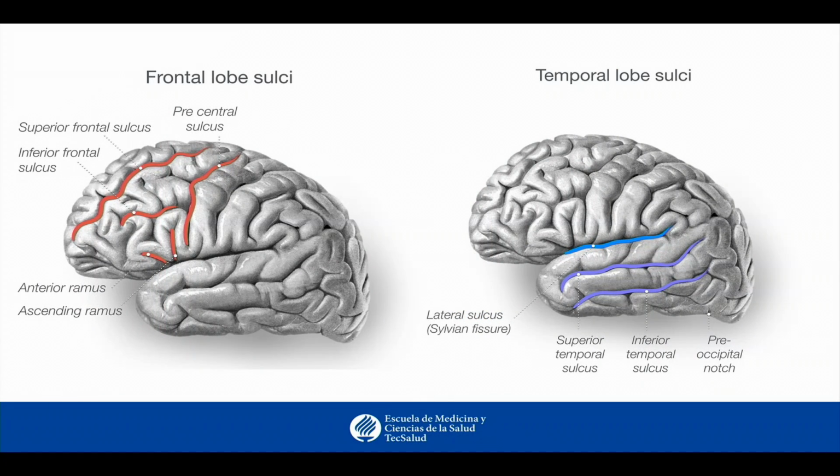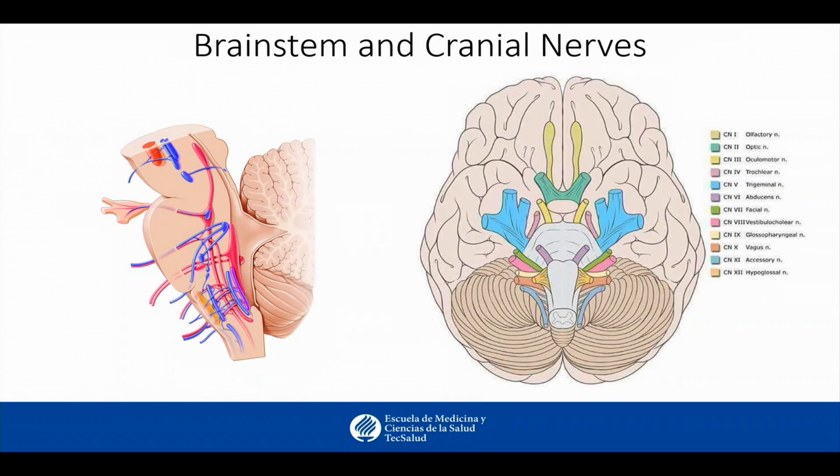The frontal lobe can then further be divided into superior, middle, and inferior frontal gyri, which are divided by the superior and inferior frontal sulci respectively. Similarly, the temporal lobe is divided into the superior, middle, and inferior temporal gyri, which are separated by the superior and inferior temporal sulci. Well, brainstem and cranial nerves.